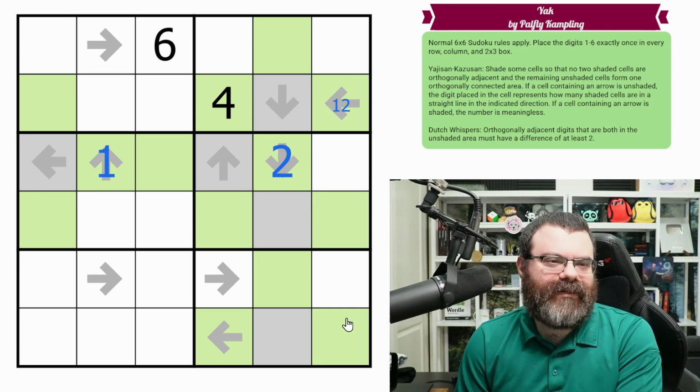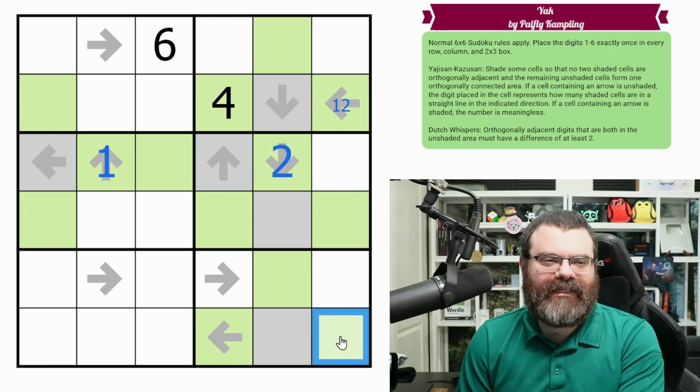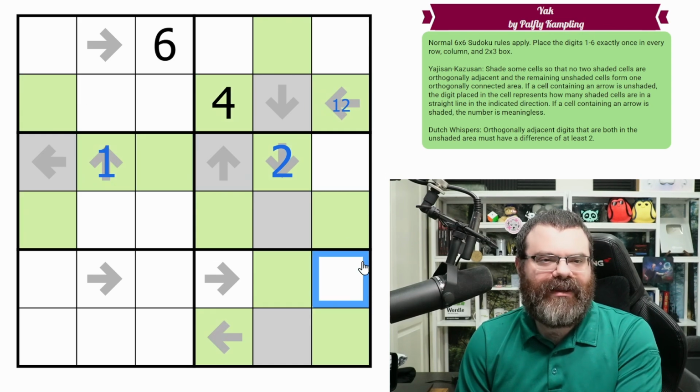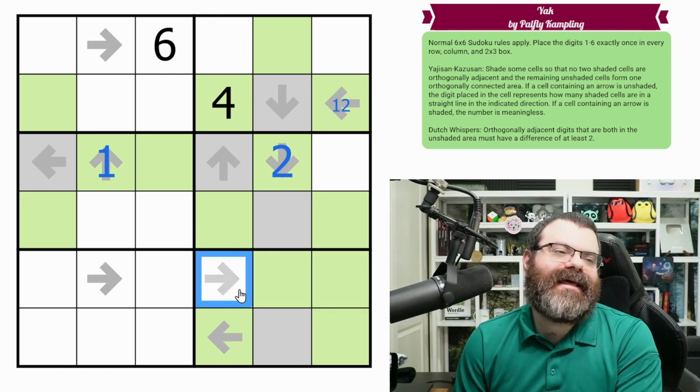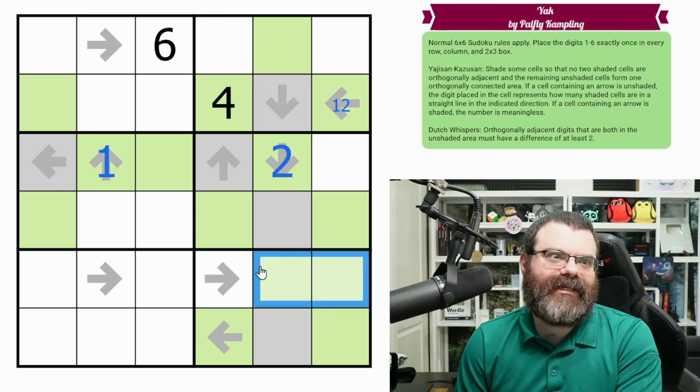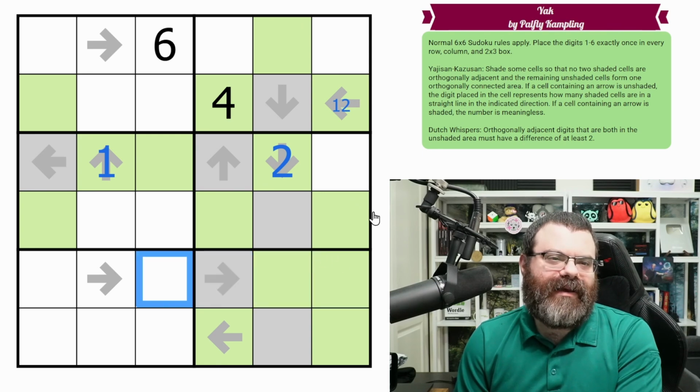What else can I do here? This green has to connect to all the other greens because all the greens are connected. So it has to get out. That makes that green. This will connect up some way. Oh, this has to be shaded because it doesn't see it. This has to be gray. It doesn't see any grays to its right. And so that makes this green.